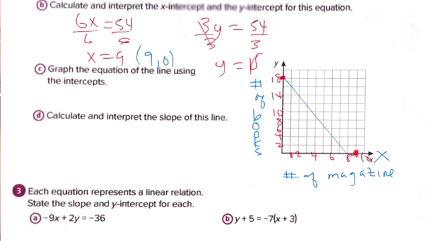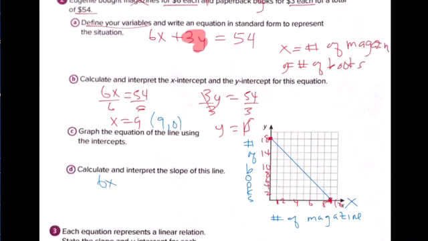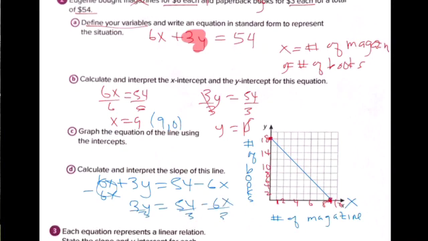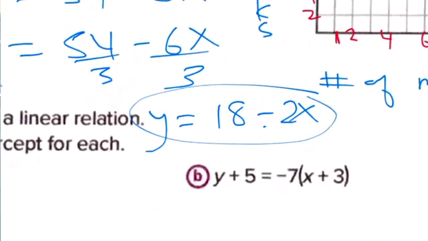Calculate and interpret the slope of the line. Okay. Let's find the slope of the line. 6x plus 3y equals 54, minus 6x. 3y equals 54 minus 6x. Divide by 3. Y equals 18 minus 2x. So the slope of the line is down 2 over 1.